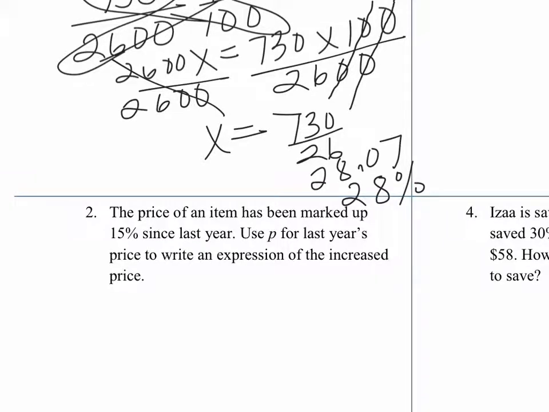28%. The 7 told the 0 to go up to a 1, but that still made your whole percent. The percent of change was a percent of increase, 28%.